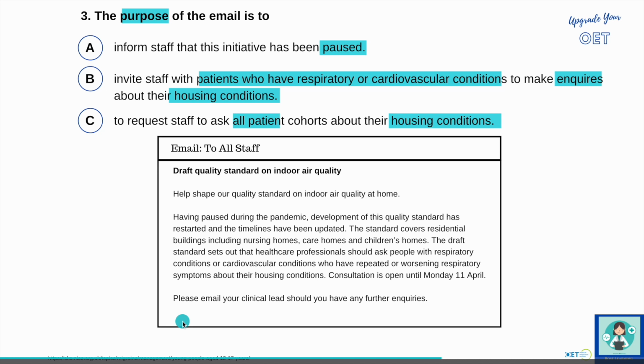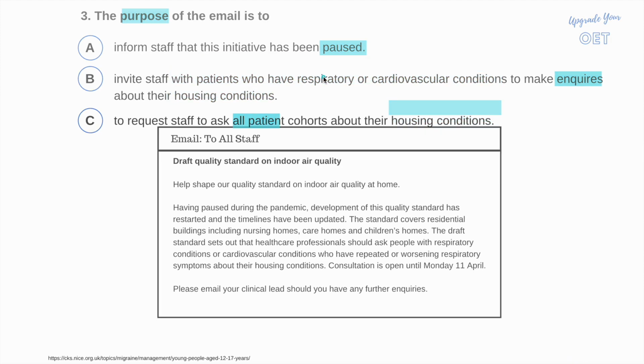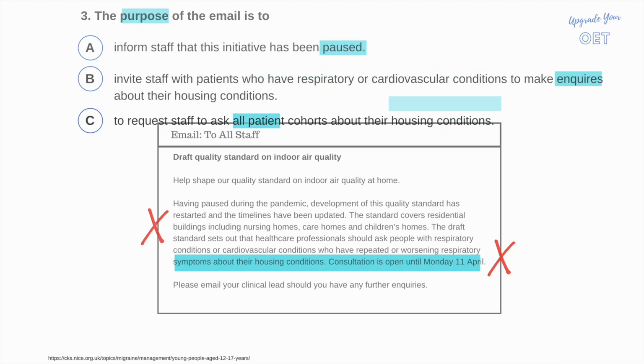So it's quite small, I probably have to read it all. Help shape our quality standard on indoor air quality. Having paused during the pandemic, development of the quality standard has restarted. So it's not A. And the timelines have been updated. The standard covers residential buildings, nursing care. The draft standard sets out that professionals should ask people with respiratory conditions or cardiovascular conditions who have repeated or worsening respiratory symptoms about their housing. Okay, so I need to ask these people, not everyone, just people with these conditions. So one more time, it is answer B.